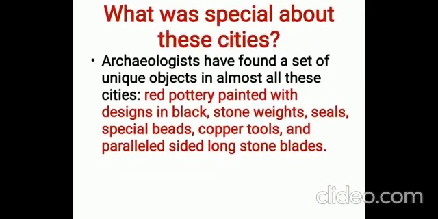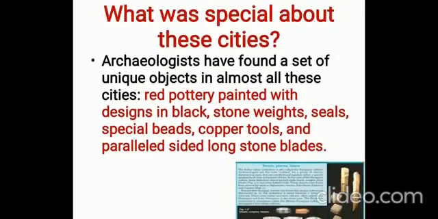So as we have studied earlier in the class, archaeologists have found a set of unique objects in almost all these cities. Red pottery painted with designs in black, stone weights, seals, special beads, copper tools and parallel-sided long stone blades. So these all were the things which were found by the archaeologists in these cities.